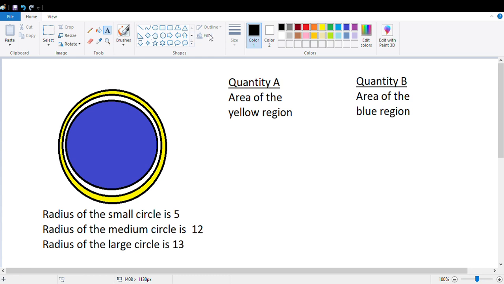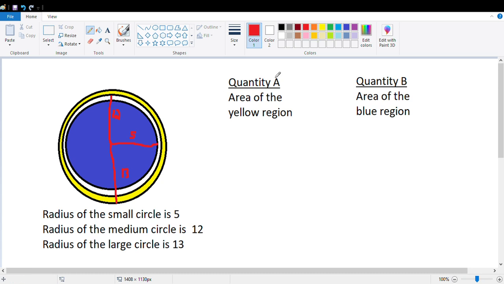Alright, so I'm going to change colors here. I want to try to label the different radii that we get. So for the blue circle, the small circle, we're going to get a radius of 5. For the middle circle, the medium circle, we have a radius of 12. And let's say the radius for the larger circle all the way here, that's 13.